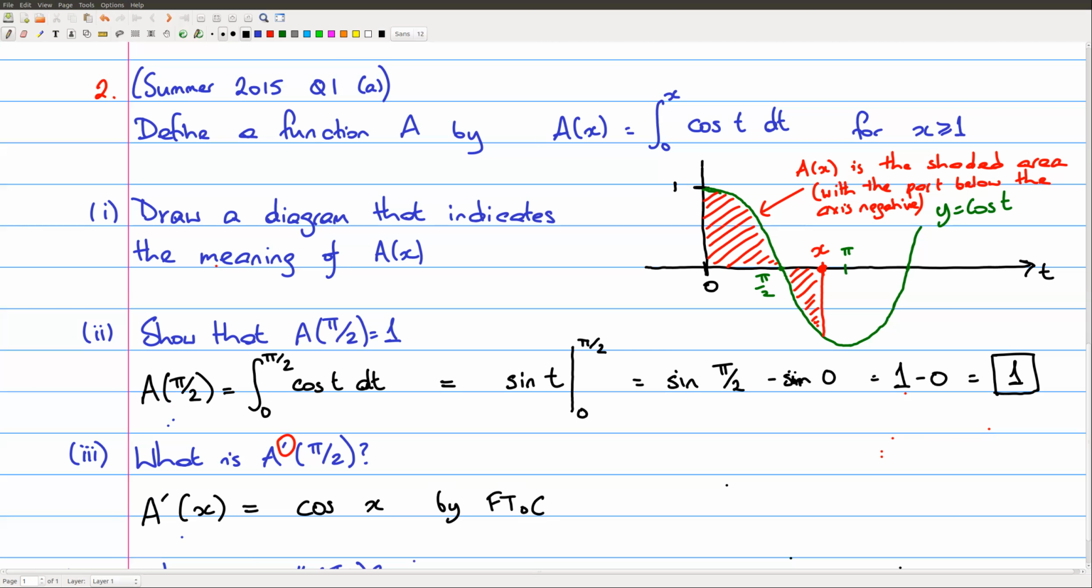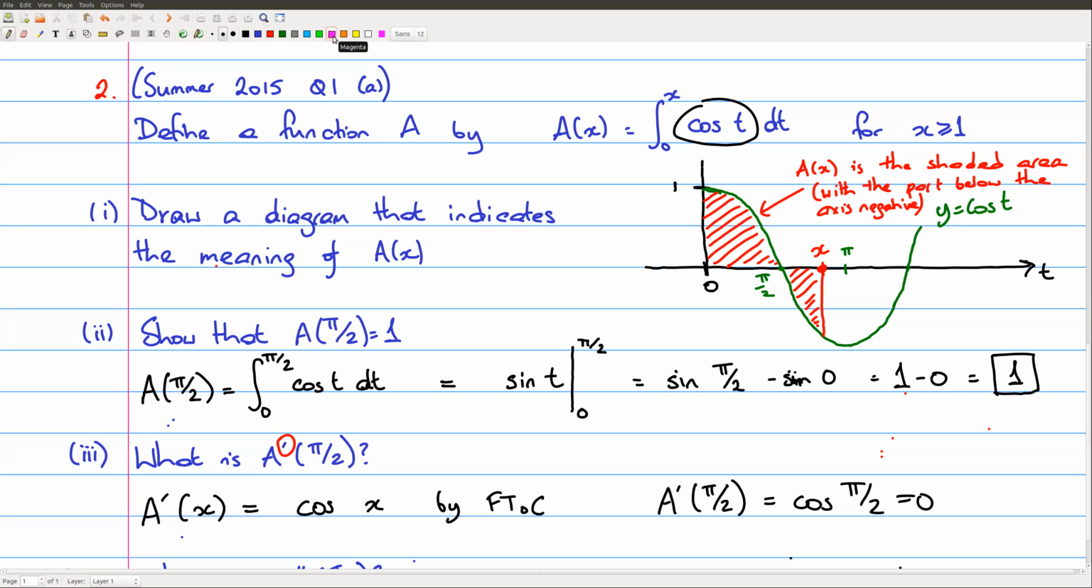The previous one is also by an application of the fundamental theorem of calculus, but more to the technique of calculating integrals. Here, this is exactly what the fundamental theorem of calculus says about this example: the derivative of this function A at x is just cosine of x. Okay, so A dash of x is cosine of x. A dash of pi over 2 then is cosine of pi over 2, which is 0.